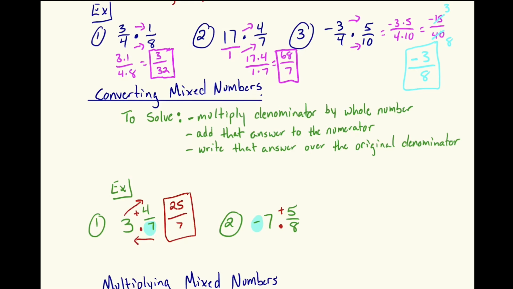So for right now, we're just going to ignore that negative sign, and we're going to do the same process we did in example number 1. So we know we have 7 times 8, or 8 times 7, which is 56, and then we add 5 to that, which ends up giving me 61. So, as I write that, 61. And then we know that we write that answer over the original denominator, which in this case was 8.